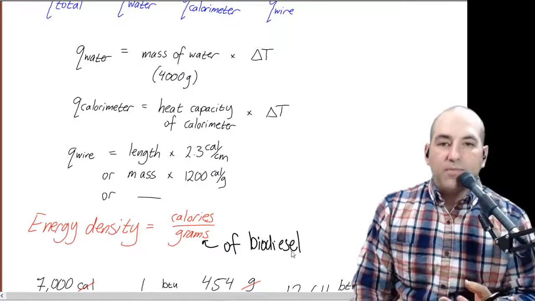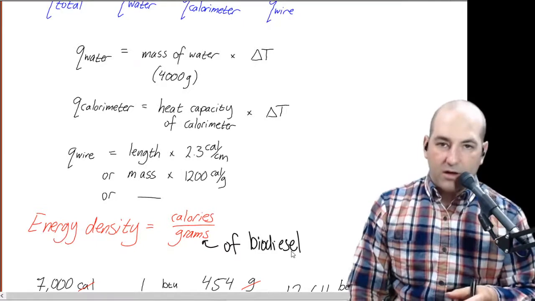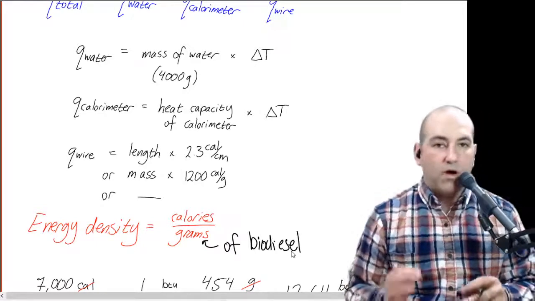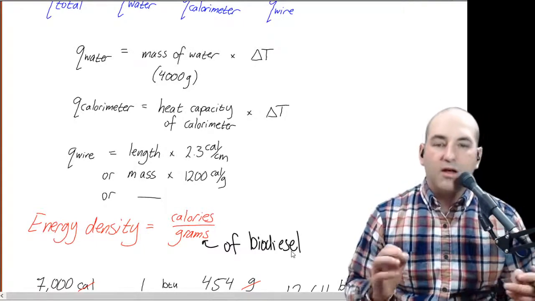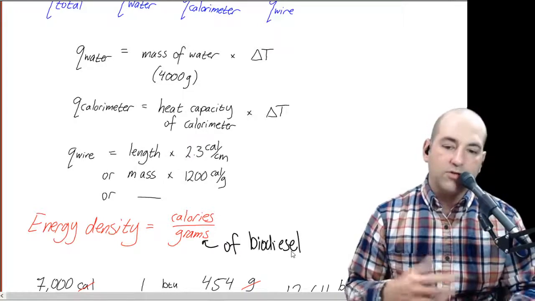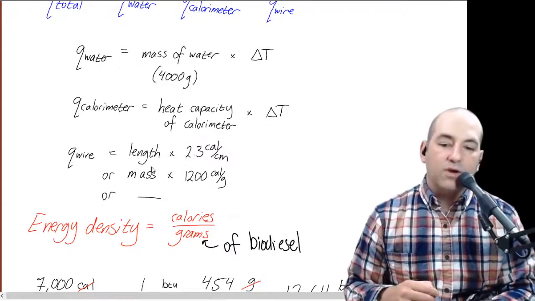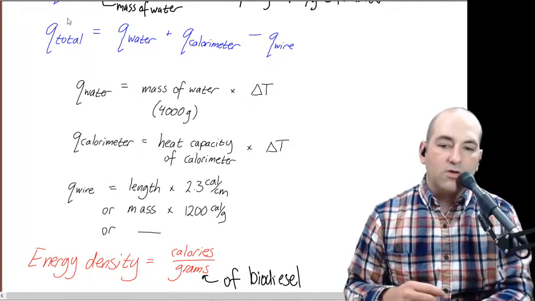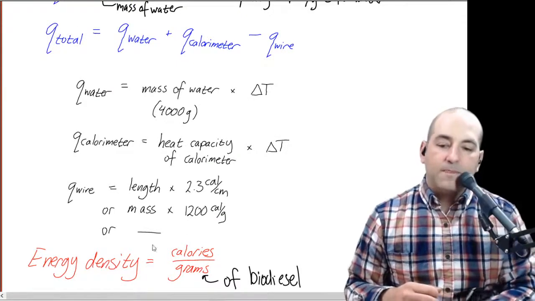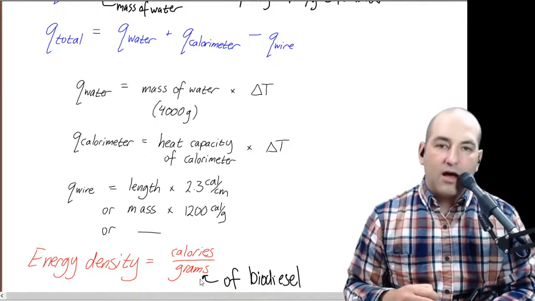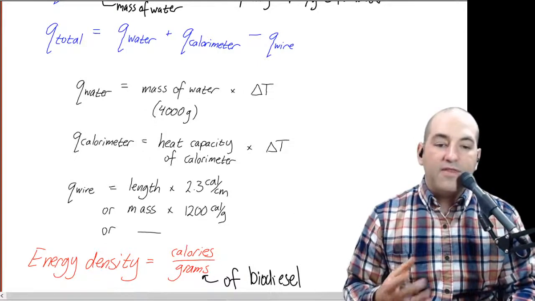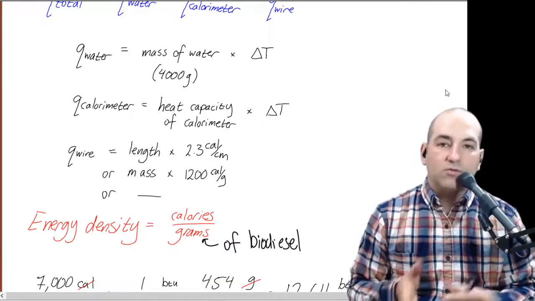Each trial, you're going to use a slightly different amount of biodiesel. So it'll be around half a gram, but we want a really precise measurement. So it might be like 0.532 grams or something. And that's what you put in here. So whatever you get from this first equation, this blue equation, this total heat, you have to divide that by how much biodiesel you used. And then that number should be fairly constant from trial to trial.